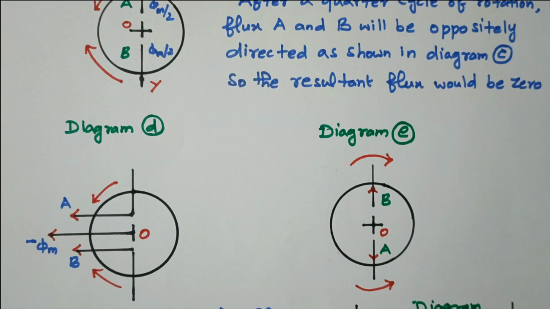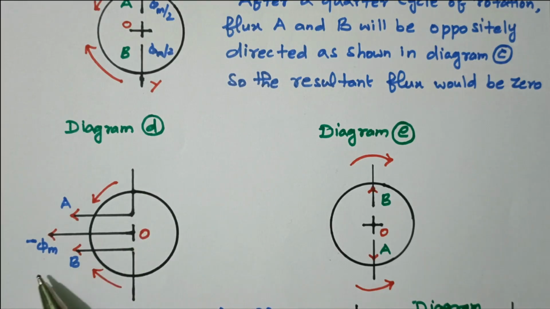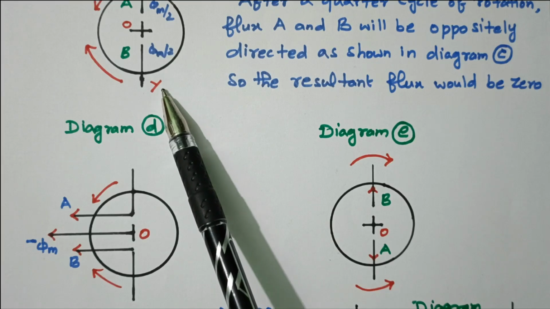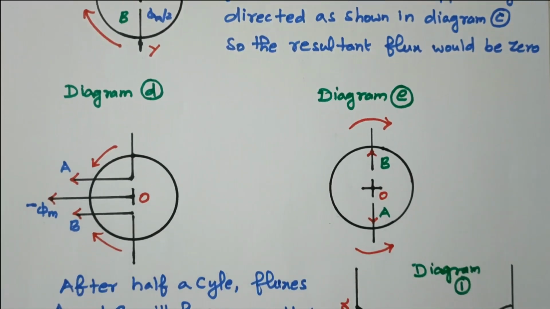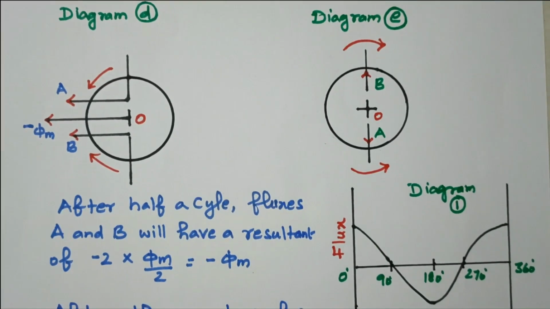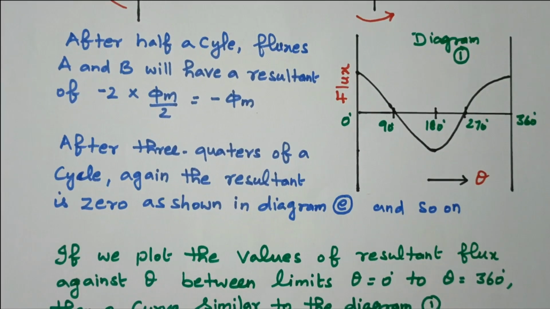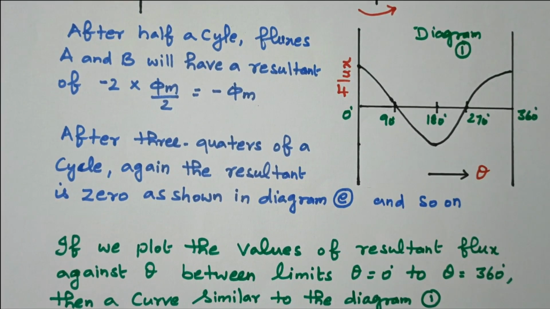So in diagram A, the flux is pi m. We'll go to diagram D, plus and minus pi m, so they get cancelled. In diagram C, A is available at the top, B at the bottom, net flux 0. In diagram E, B is available at the top, A at the bottom, still both are opposite, the net flux is 0. So step by step we are analyzing. In each case, one flux produced in one position is cancelled by the other position. So that is our aim: how the resultant flux is 0 in a single phase winding.